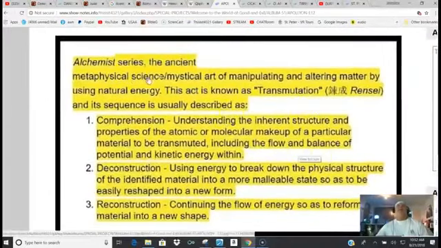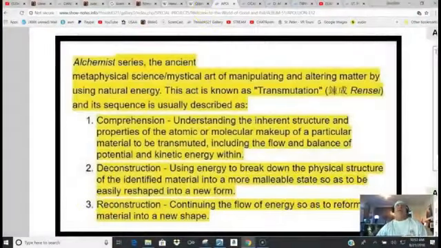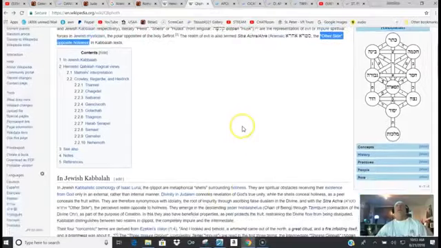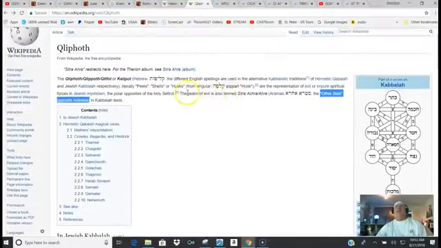The ancient metaphysical science, the mystical art of manipulating and altering matter by using natural energy. Okay, well, let me ask you a question. If you took an angel and you trapped him in a host body with a demon, would you be using natural energy? If you trapped him within a host body called a kelapot that is inherently evil, that's tied to a realm of evil, that realm of evil is termed Citra Acra.